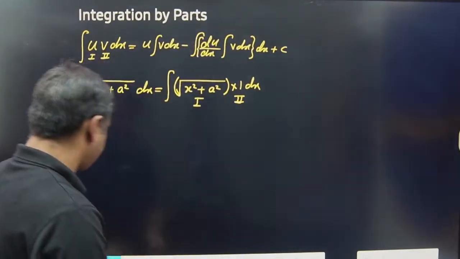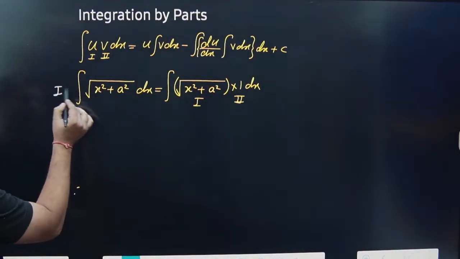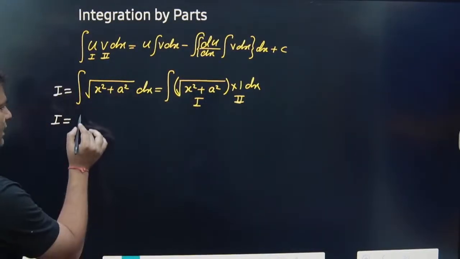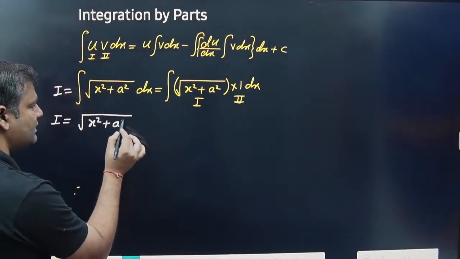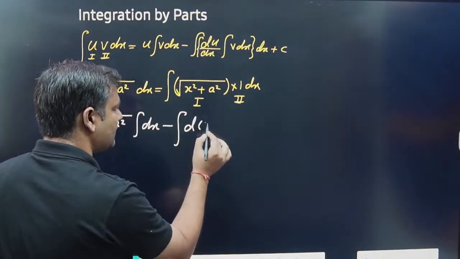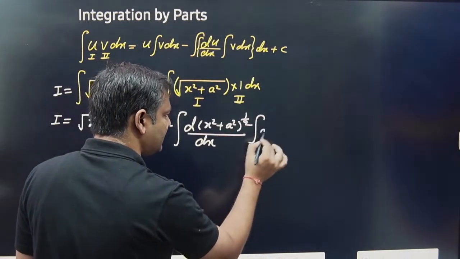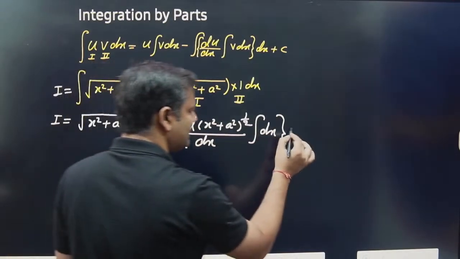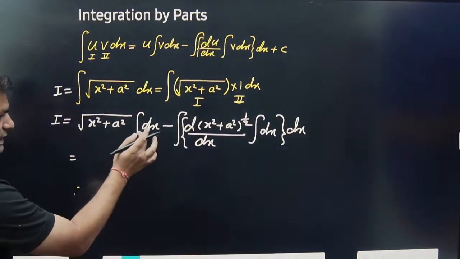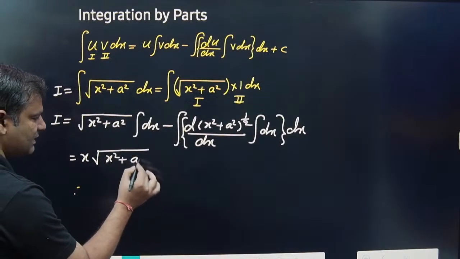Look here very carefully. And this one say I. So I is first into second. First means under root x square plus a square into dx, minus differentiation of x square plus a square to whole power 1 by 2 with respect to x, into simply dx. After that, integrate. Okay, now integration of dx is simply x, so you get x into under root x square plus a square.